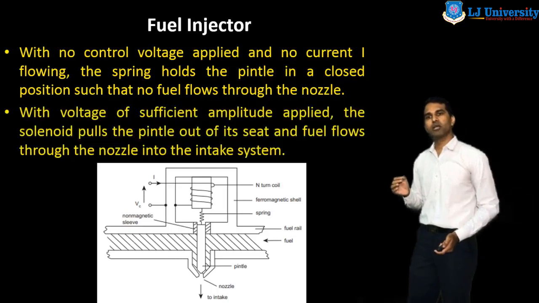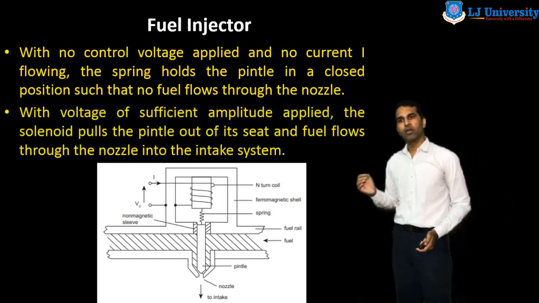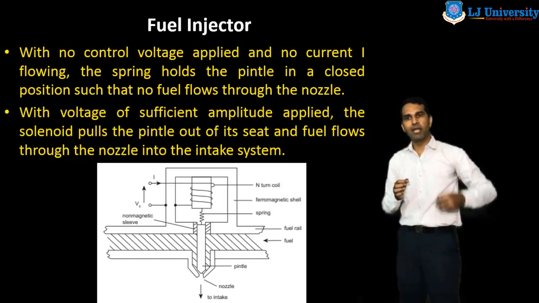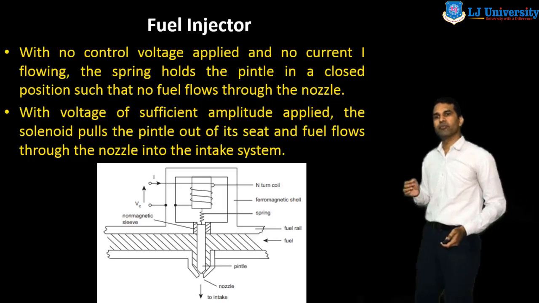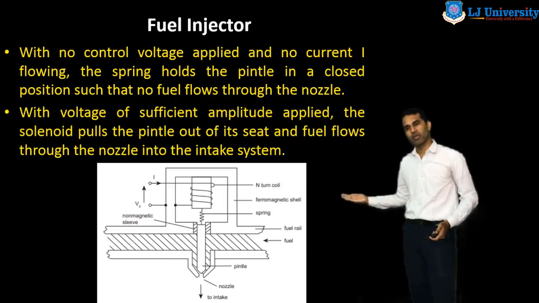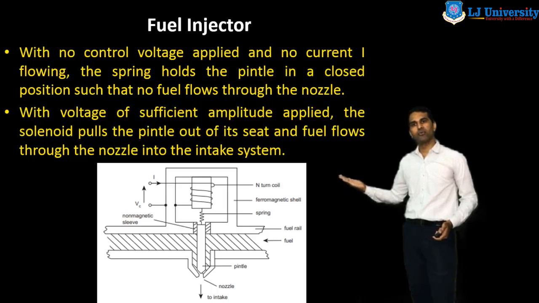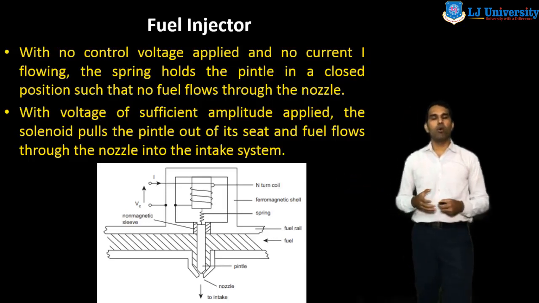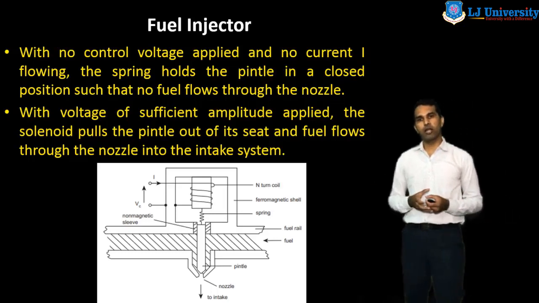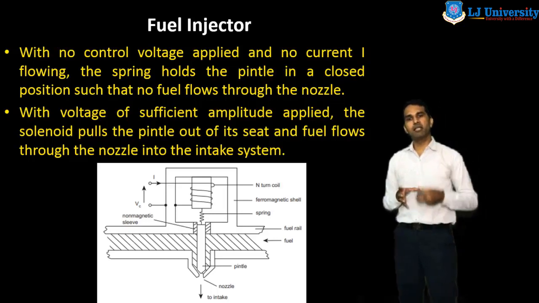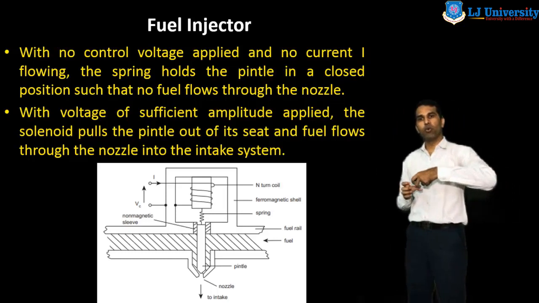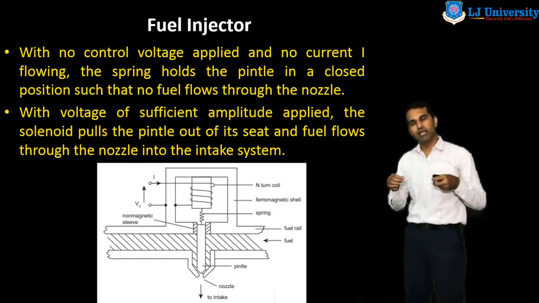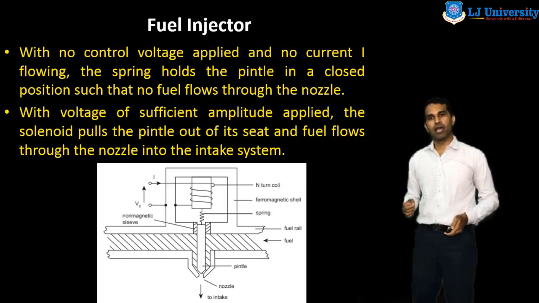With a voltage of sufficient amplitude applied, the solenoid pulls the pintle out of the seat and fuel flows through the nozzle into the intake system. So this is the working of the fuel injector. When no voltage is applied to the solenoid, the valve is in the closed position, and when voltage is applied, the solenoid pulls the pintle and the fuel enters the fuel gallery.